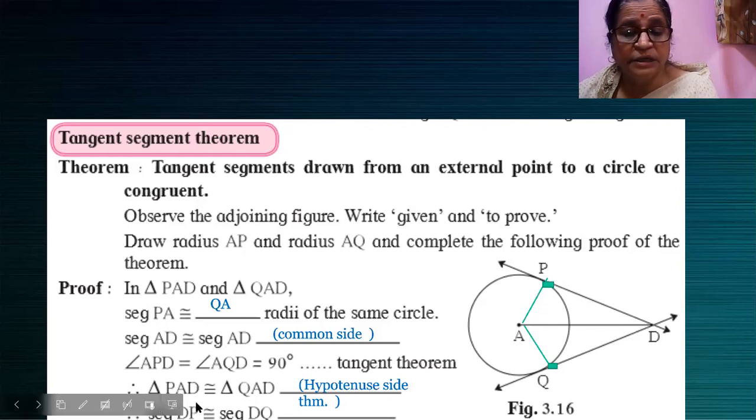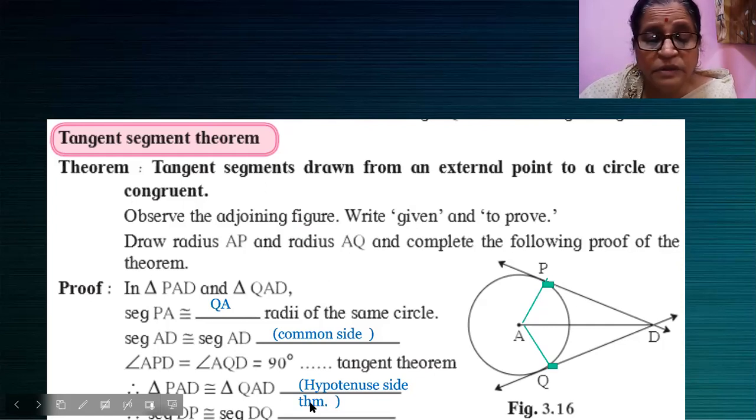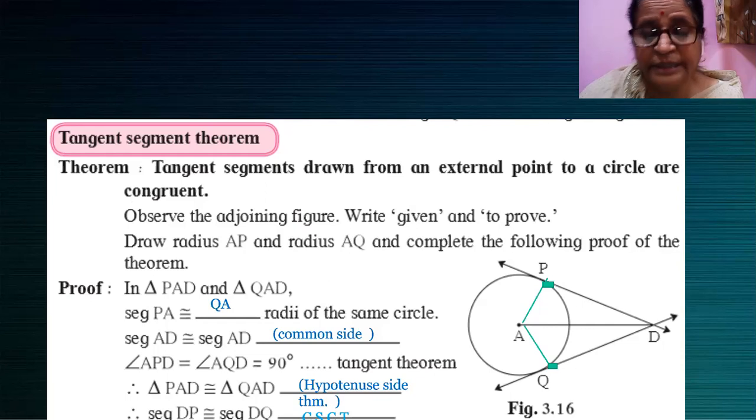Here it is given DP congruent to DQ. Why is it? Because these are the corresponding congruent sides of congruent triangles.